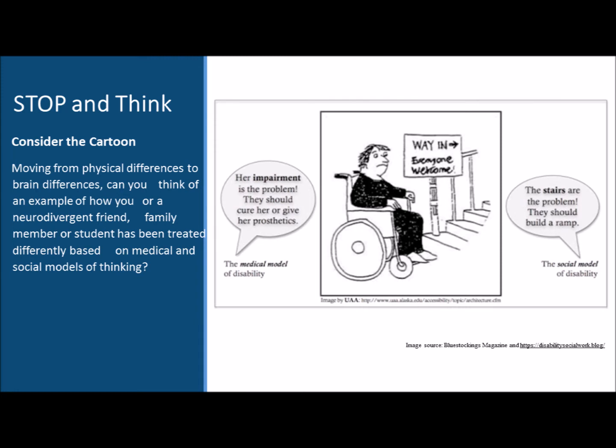So looking to the blue section of the slide on the left, moving from physical differences to brain differences, can you think of an example of how you or a neurodivergent friend, family member, or student has been treated differently based on medical and social models of thinking? I look forward to a discussion of your experiences and what this brings to mind during our full webinar.